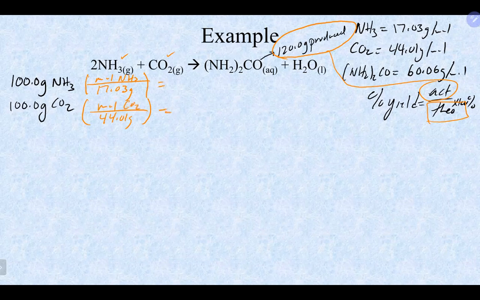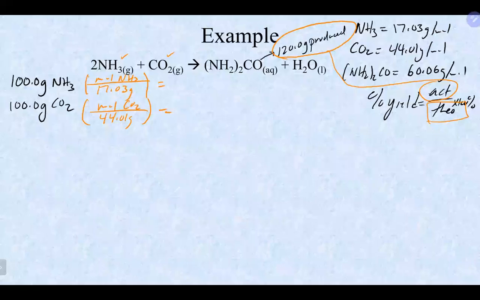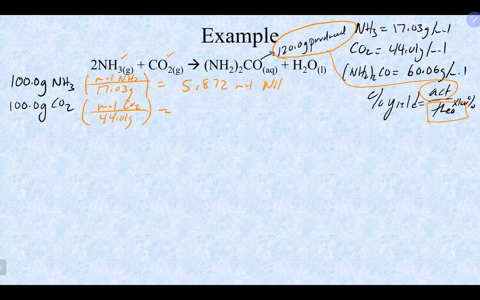And in this case, that gets us 100 divided by 17.03, which gives us 5.872 moles of NH3, and 100 divided by 44.01 gets us 2.272 moles of CO2. Once again, this would be our starting amount.